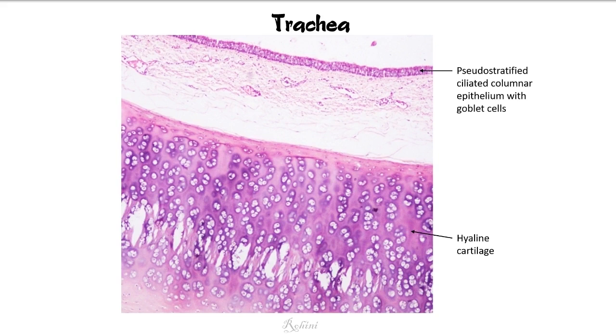A slide which looks similar to this is the epiglottis. However, in the epiglottis we find elastic cartilage, and two types of lining epithelium seen: stratified squamous and pseudostratified columnar.